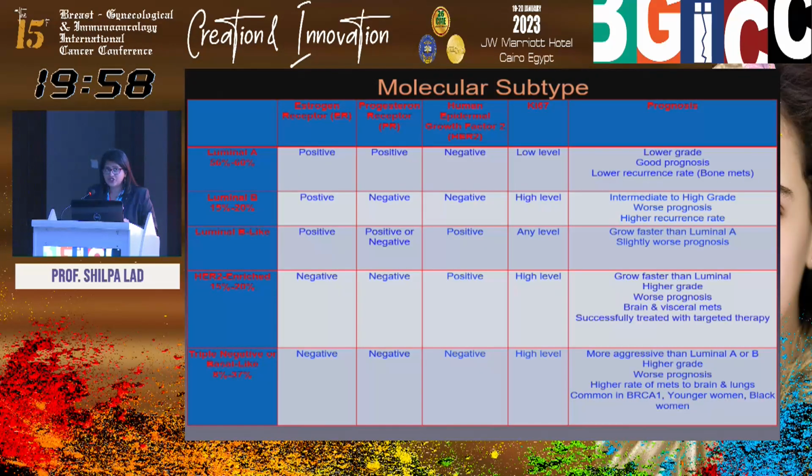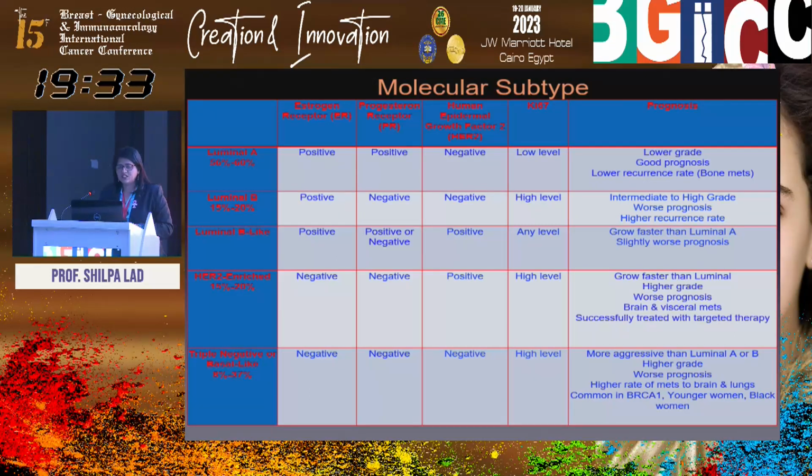The HER2 enriched, the offenders in the younger age group, are ER/PR negative and HER2 positive. They have a high Ki67 level. They grow faster than the luminal subtypes, higher grade, worse prognosis. They metastasize to the brain and visceral organs quickly, okay? But they can be successfully treated with chemotherapy and targeted monoclonal therapy.